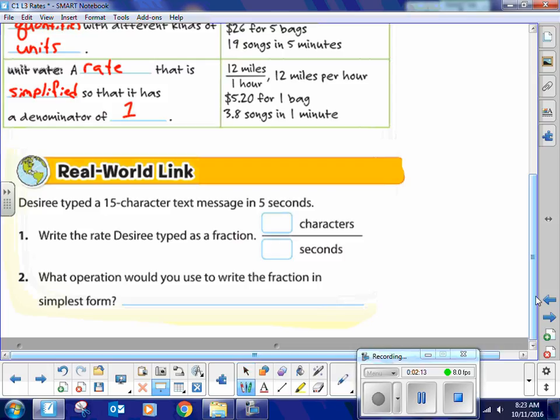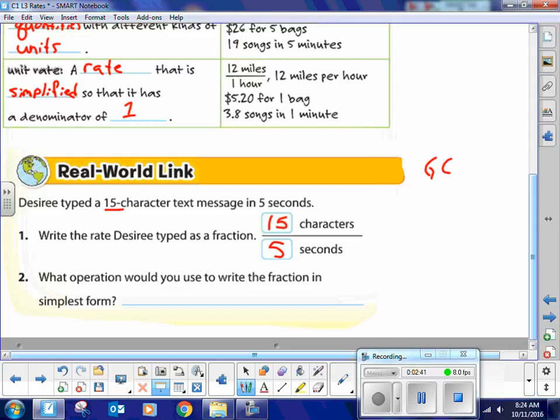It says Desiree typed a 15-character text message in 5 seconds. Write the rate Desiree typed as a fraction. How many characters? 15. How many seconds? 5. What operation would you use to write the fraction in simplest form? Well, of course, we would use division. We would find the greatest common factor between the two.